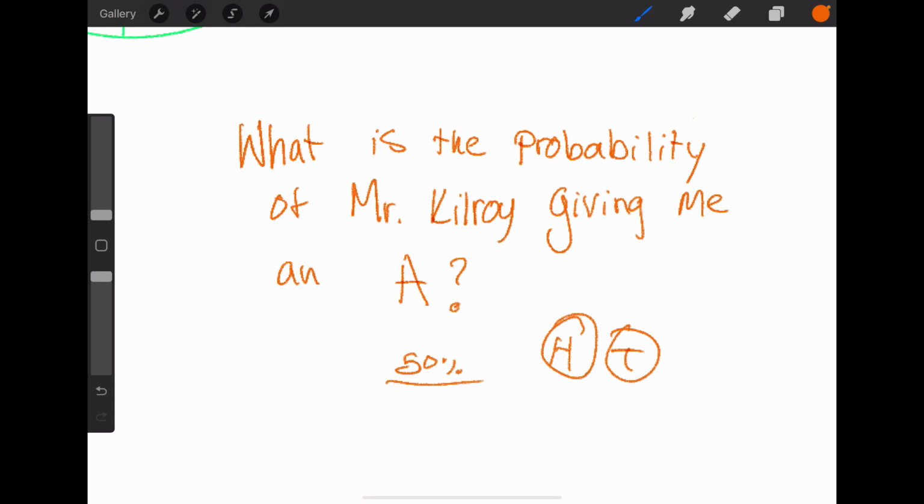Oh, I'm flipping it. Just caught it. Landed over. Mr. Kilroy, you want heads or tails? All right, I'm giving you tails. If you get tails, then you can give me whatever you want. But if I get heads, then I get an A. I'm uncovering it right now. Oh, it's heads. I get an A.